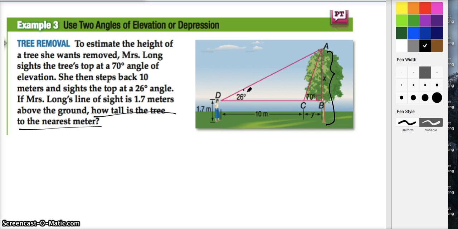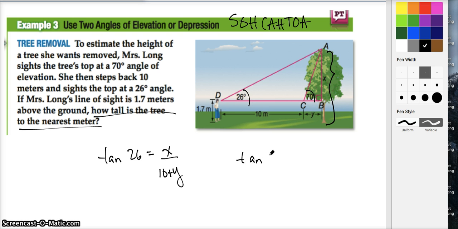Well, now we've got this angle and this angle, which tells me that we should be trying to find as much information as we can about X and Y related to our trig functions. Since we don't have any information about the hypotenuse, we're definitely using tangent. So if you can do this, tangent of 26 degrees would be what? Take a second, pause me, think about it. It would be X over 10 plus Y, because 10 plus Y is the side of this triangle. And this next one is a little bit easier. The tangent of 70 degrees would be X over Y.